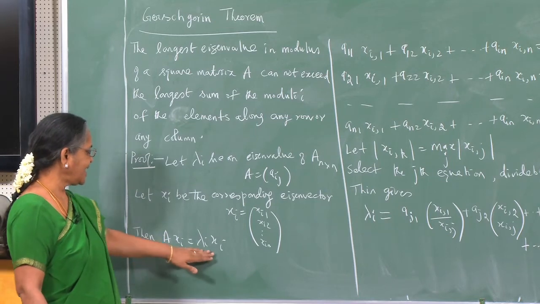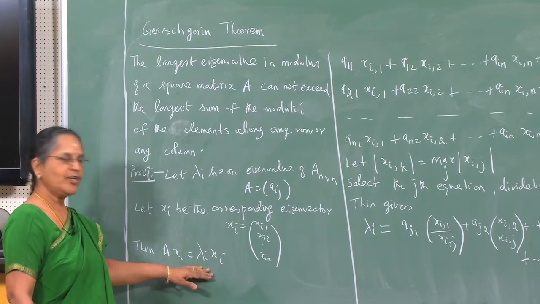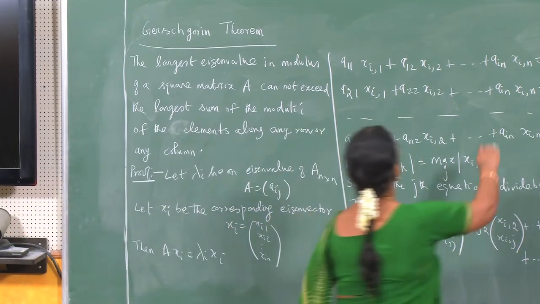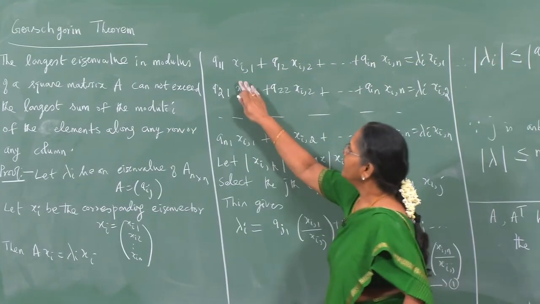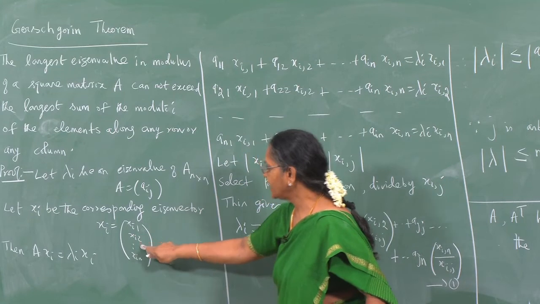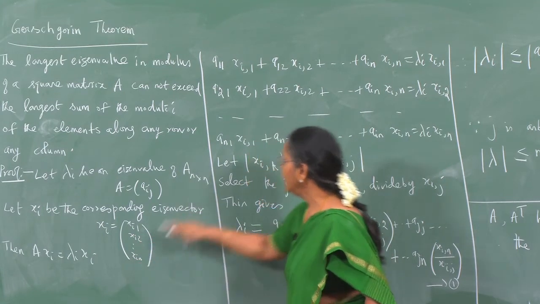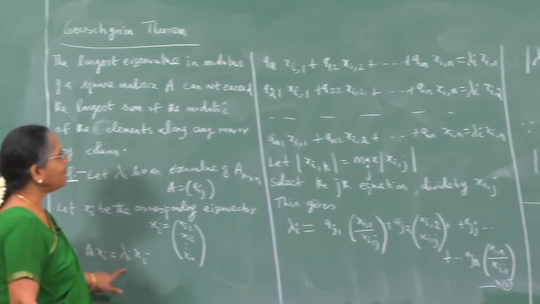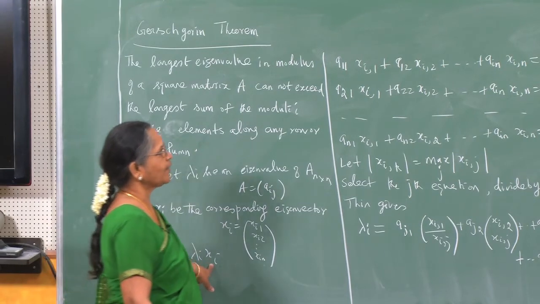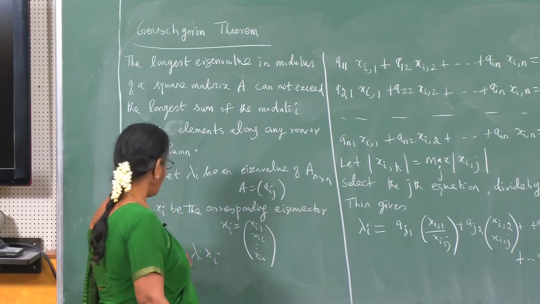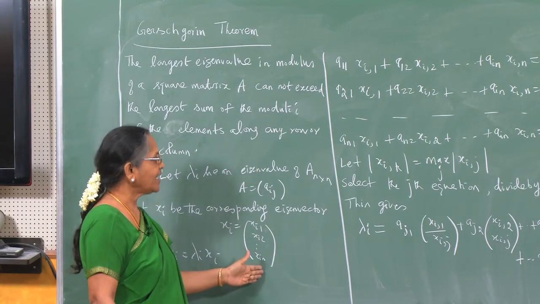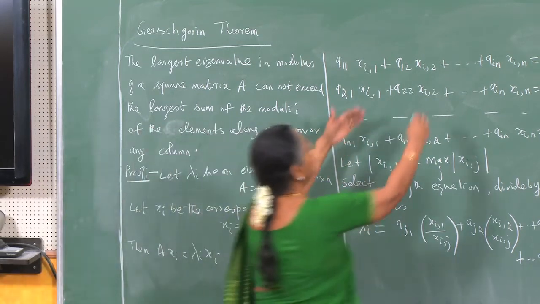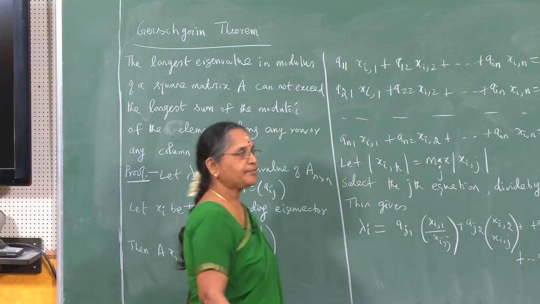Then we know that Axi is lambda I xi. So, if we write out these n equations, then they are of this form: A11 into xi1 plus A12 xi2 plus etc. plus A1n into xin will be equal to, on the right hand side, lambda I into xi1. Similarly, I take the second row of A and multiply by this column vector and equate that to the second entry in lambda I xi. So, I continue and write down the nth equation.